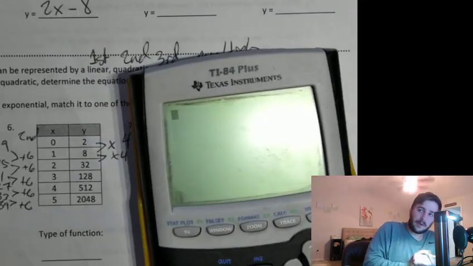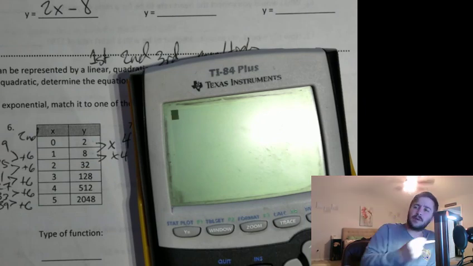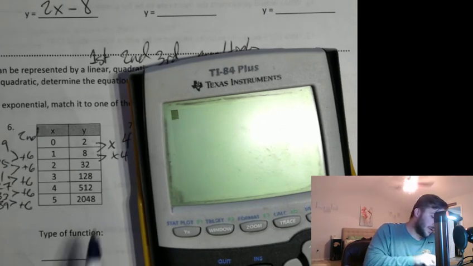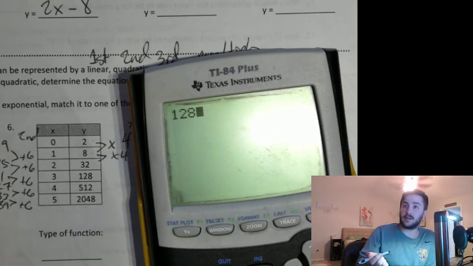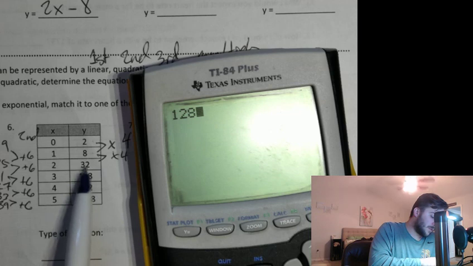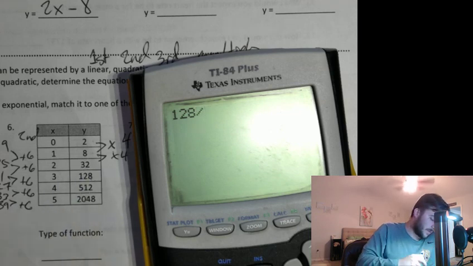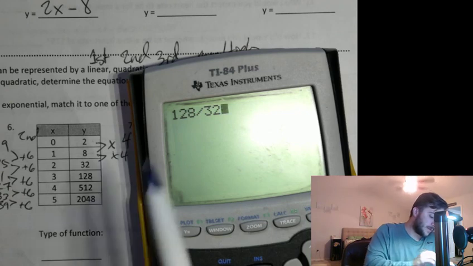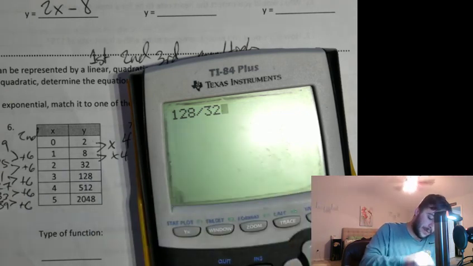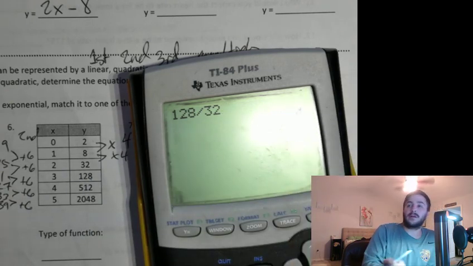We can always check a multiply pattern similar to the way we do an add or subtract pattern. We can take one of these numbers, like 128, I think that's the one we're stuck on. 128, and we'll divide it by the one right before it. We spend a little bit of time on this unit. So we take one of these numbers and divide it by the one right before it. 4. So that's what we multiply.